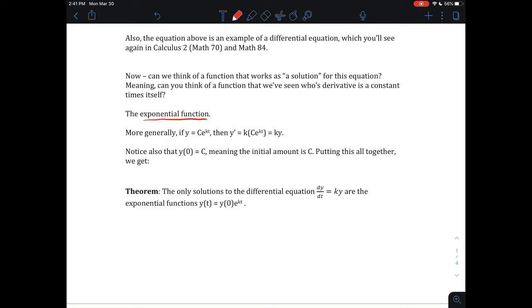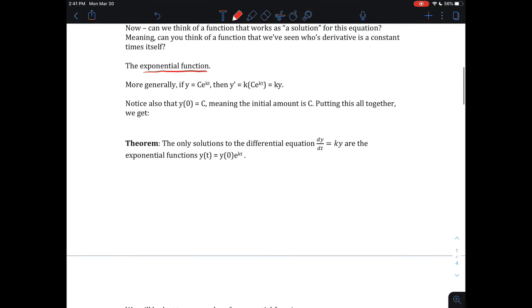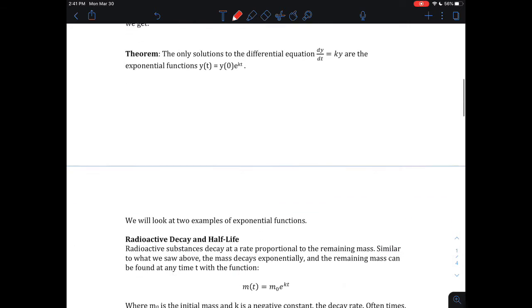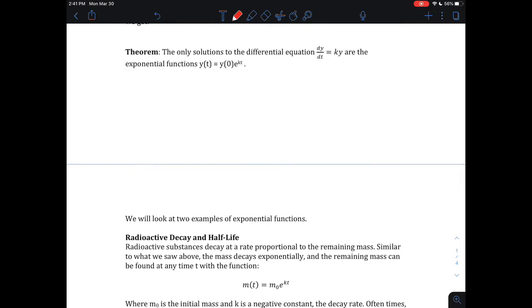Putting this all together, we get this theorem. The only solutions to the differential equation dy/dt equals ky are the exponential functions y of t equals y of 0 times e to the kt. Now we'll just look at two examples to get a little bit of a better understanding of these exponential functions.